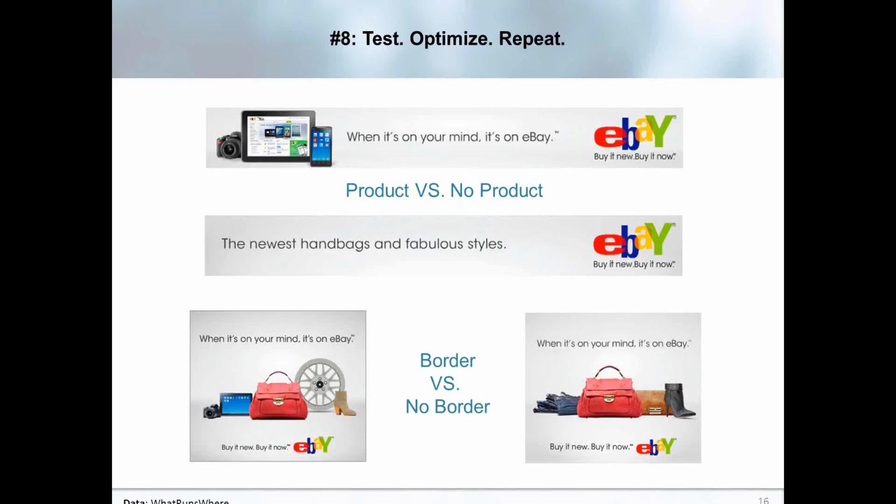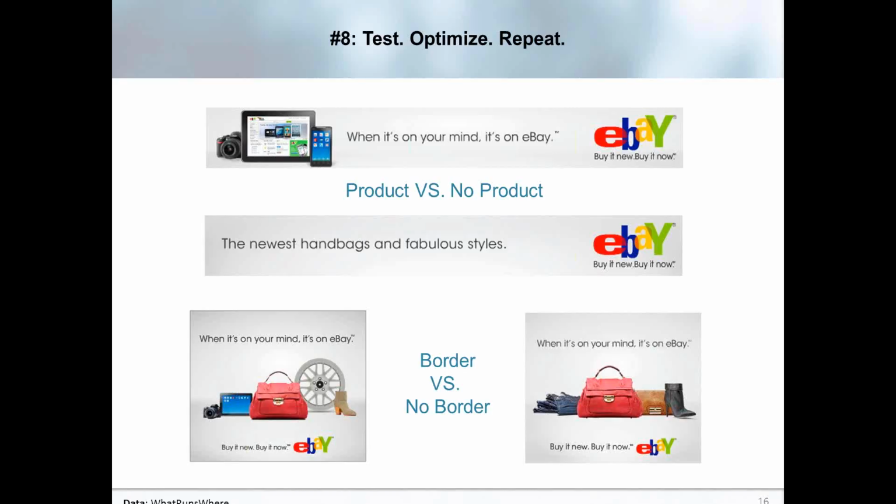And they can go to very small tests. Do I need a border? What color should my button be? What color should my call to action be? Should the shape of the button be different? And you constantly test different ads, you optimize what you're doing, and then you launch new tests, and you constantly get better click-through rates and conversion rates as a result, making your advertising very successful.